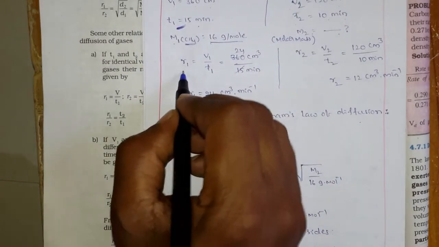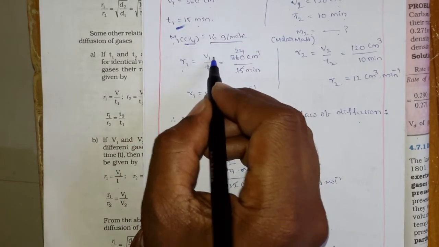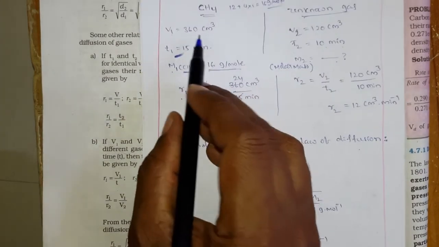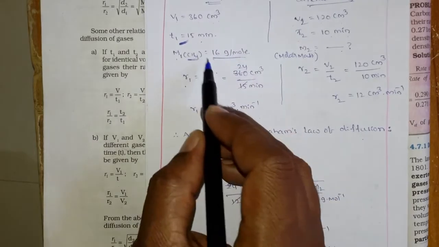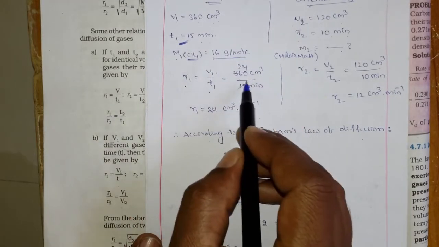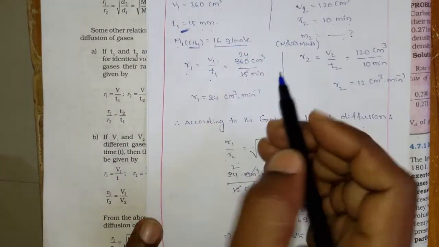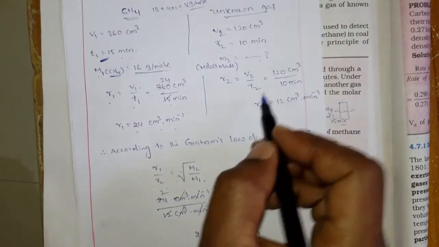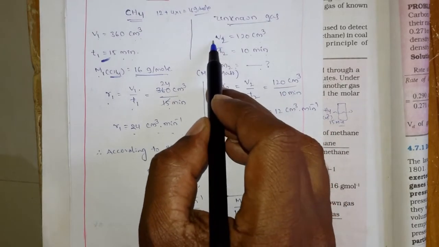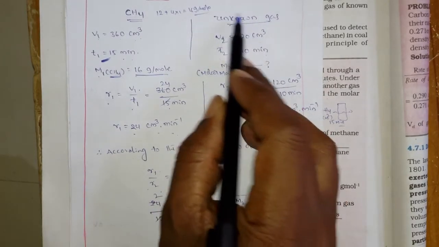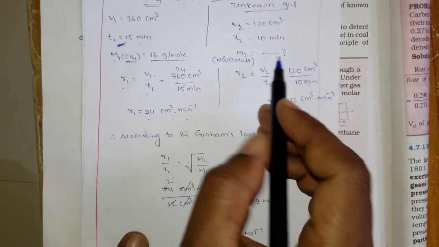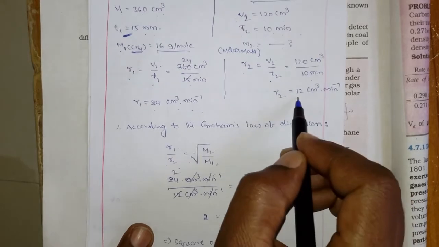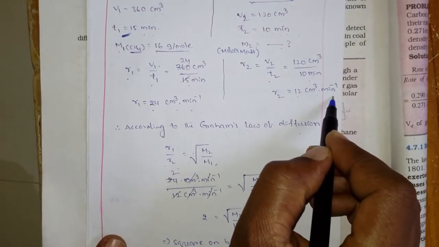How? The rate R1 is nothing but the volume diffused in a given time. The volume taken is 360 centimeter cube, traveled in 15 minutes, so 360 divided by 15 is 24 centimeter cube per minute. That is R1. Coming to R2, 120 centimeter cube of unknown gas diffused in 10 minutes. So R2 is V2 by T2, that is 120 by 10, which is 12 centimeter cube per minute.